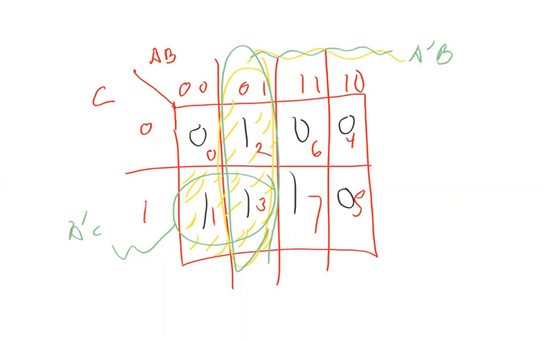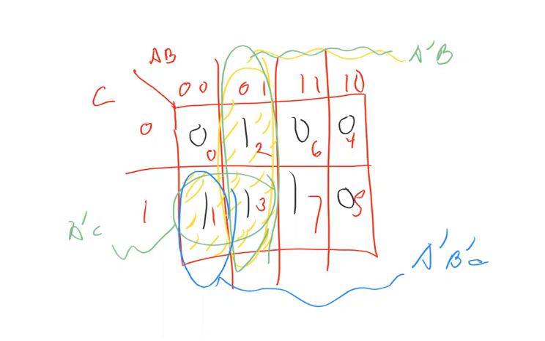Then it says the term in the lower left corresponds to, now the lower left, I'll put that in blue. Here's the lower left. What does that correspond to? A prime, B prime, C. That is looking good to me. So it says here, the term in the lower left of the map corresponds to A prime, B prime, C, which is what we wrote. So I feel that that is correct.